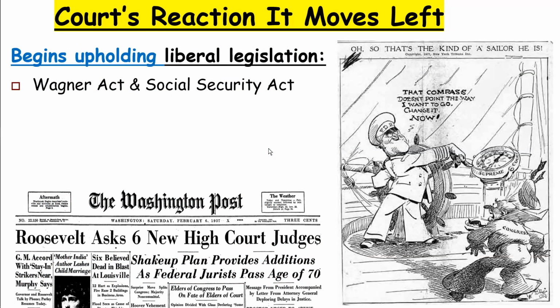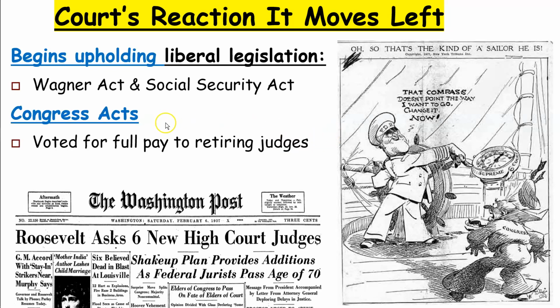So regardless of that, the Supreme Court in the second New Deal, in his second term of office, starts upholding a lot more of his legislation, probably because it was better and more well written. These are really two very important things. We'll quiz you on that a little bit later. Congress acts in a way in which they help support or encourage the retiring of judges. They vote to increase the retirement pay for judges. That did encourage one person to retire.